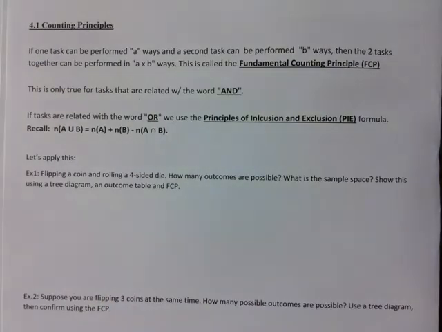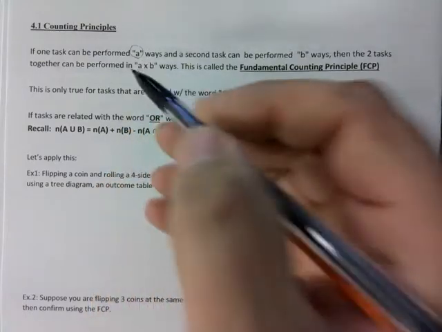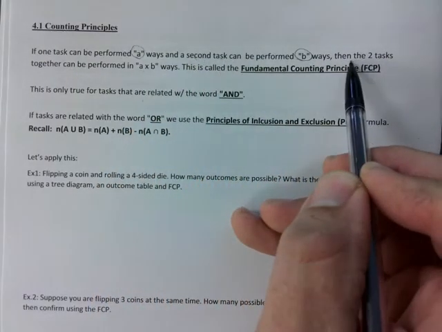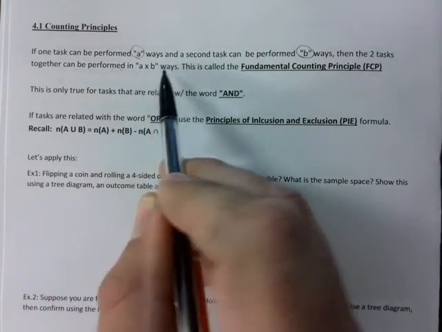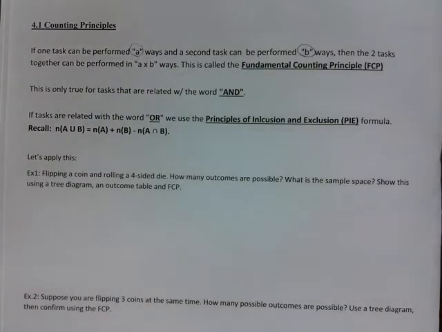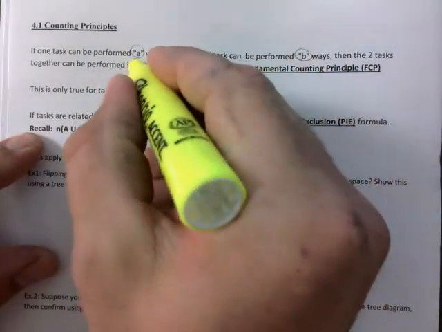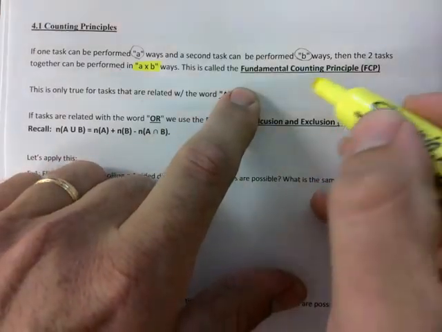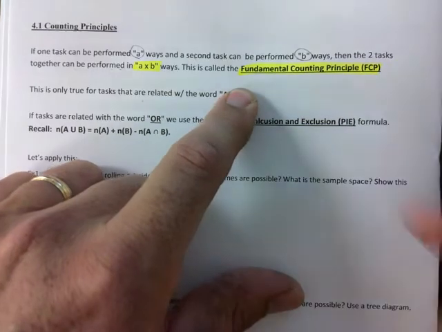If one task can be performed A number of ways, and a second task can be performed B number of ways, then the two tasks together can be performed in A times B number of ways. So I'm going to highlight that part. This is basically what we're building on. That's our starting point. This is called the fundamental counting principle. From now on, I'm just going to talk about it as FCP.